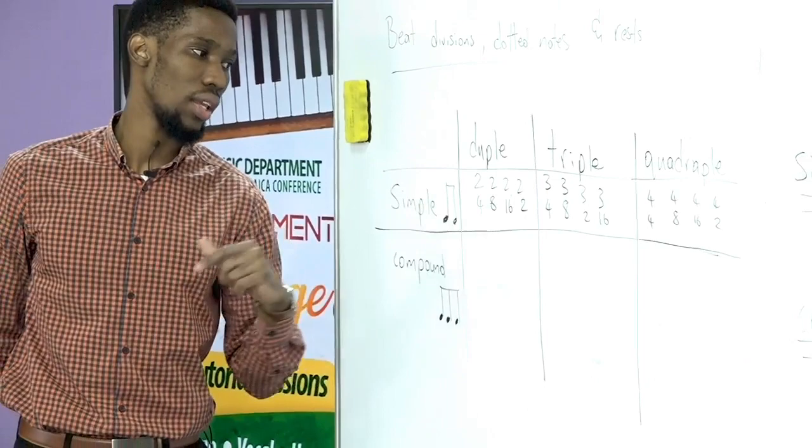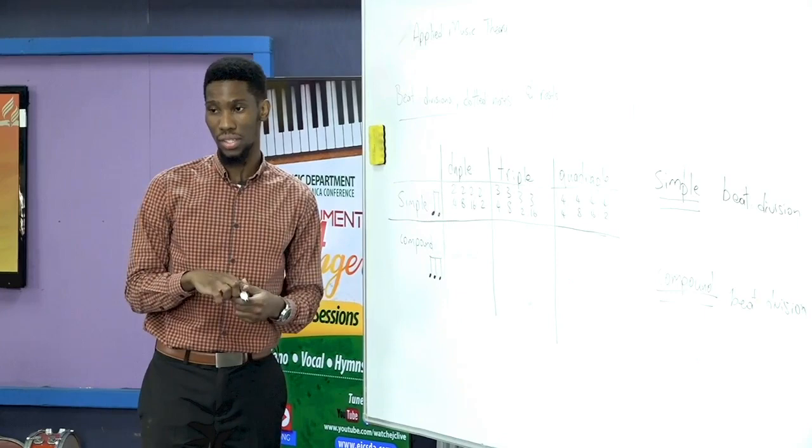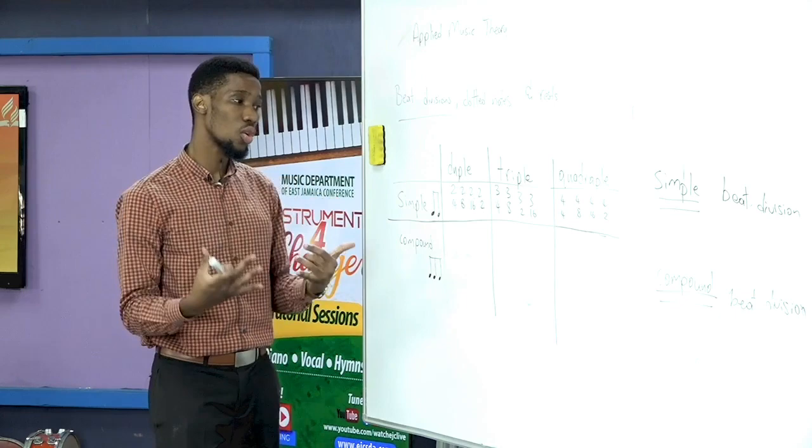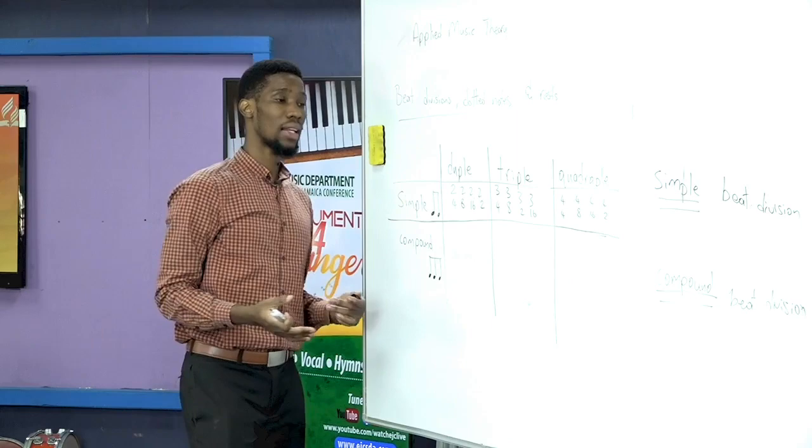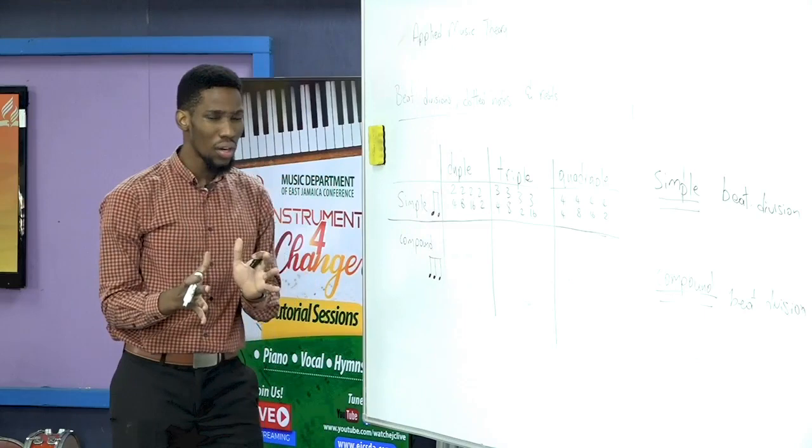Once the top number is a 2, it is a duple meter because there are 2 beats per bar. Once the top number is a 3, it is a triple meter because you have 3 beats per bar. 3 crotchets, 3 quavers, 3 minims, 3 semiquavers. That's what that means, all right? And then once the top number is a 4, it is a quadruple meter. You seeing how it works now? So that is simple meter.